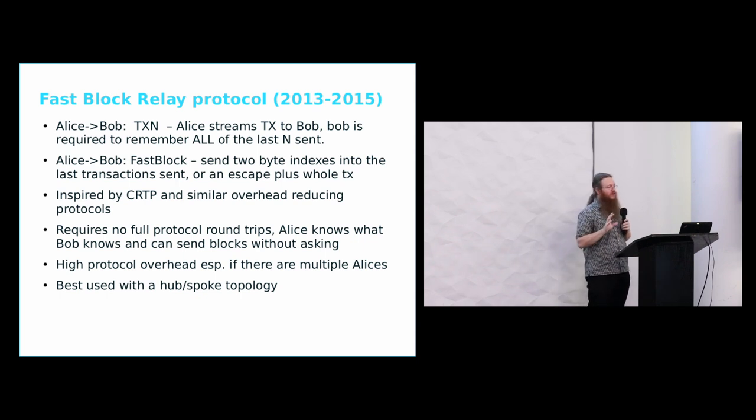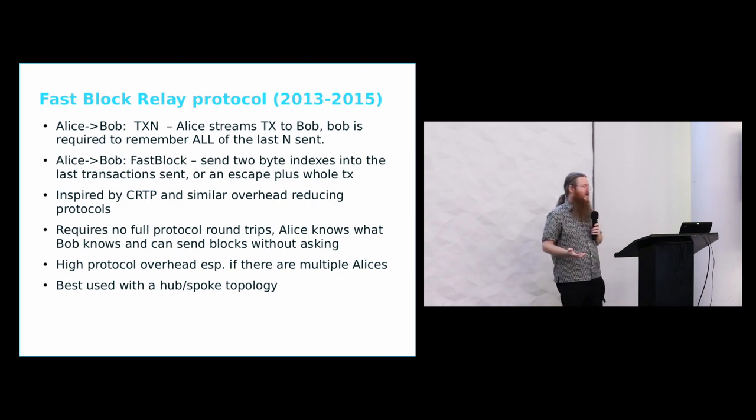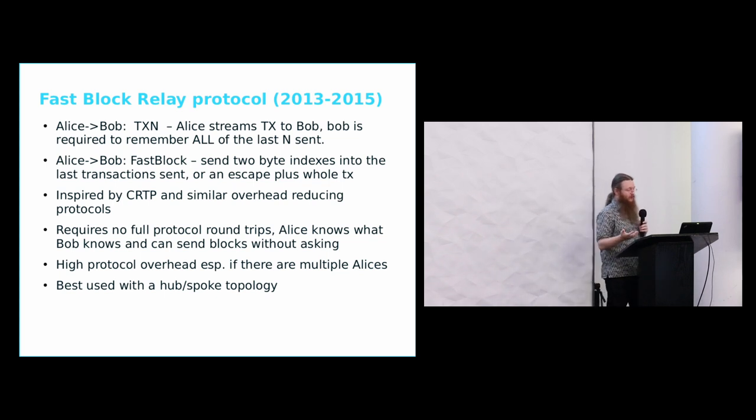And so this protocol didn't require a round trip. So the block would be transferred in half the round trip time, and it would always be transferred in half the round trip time. But the downside of this is that Alice was having to send you every transaction on the network redundantly, and also sending you blocks potentially redundantly.